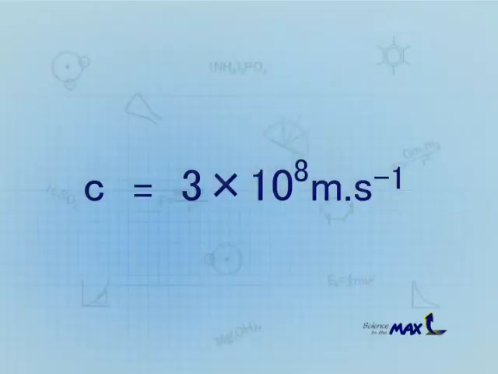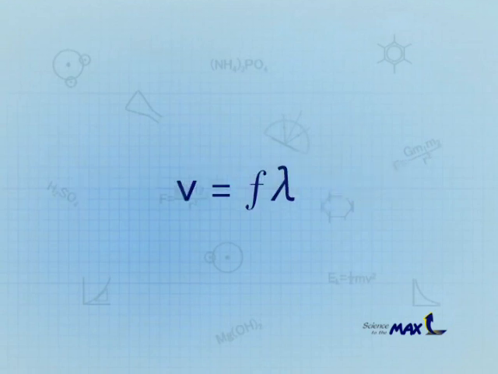All light and even all electromagnetic waves have the same speed in a vacuum, 3 × 10^8 meters per second. We use the symbol c to represent this speed. So, in the equation v = f × λ, the v is replaced by the symbol c. So, the equation is now c = f × λ. Let's do a few calculations.